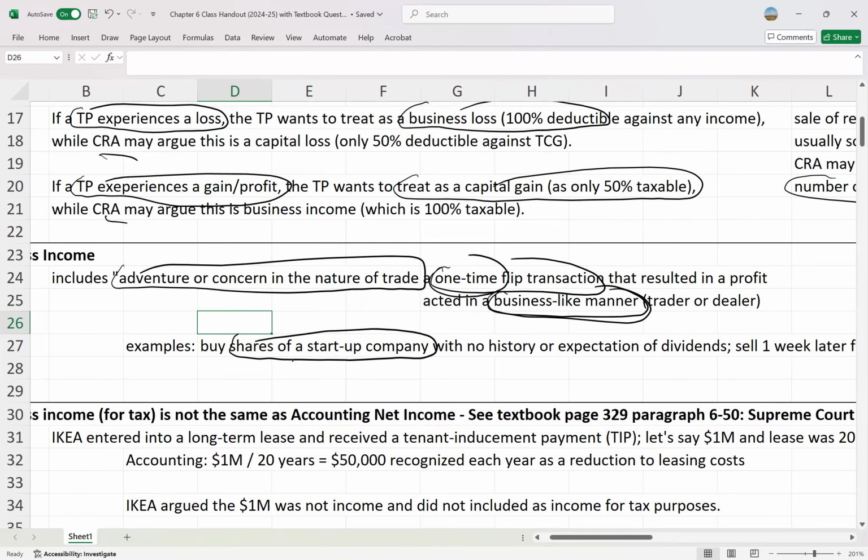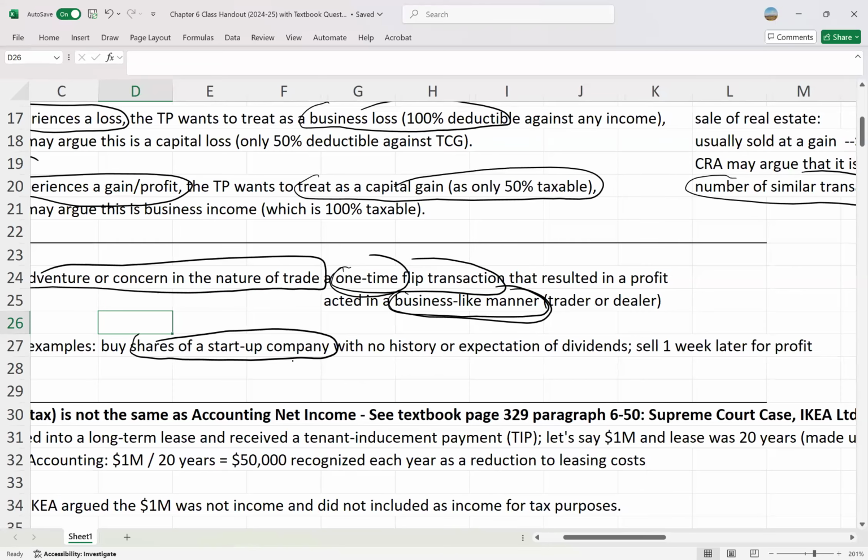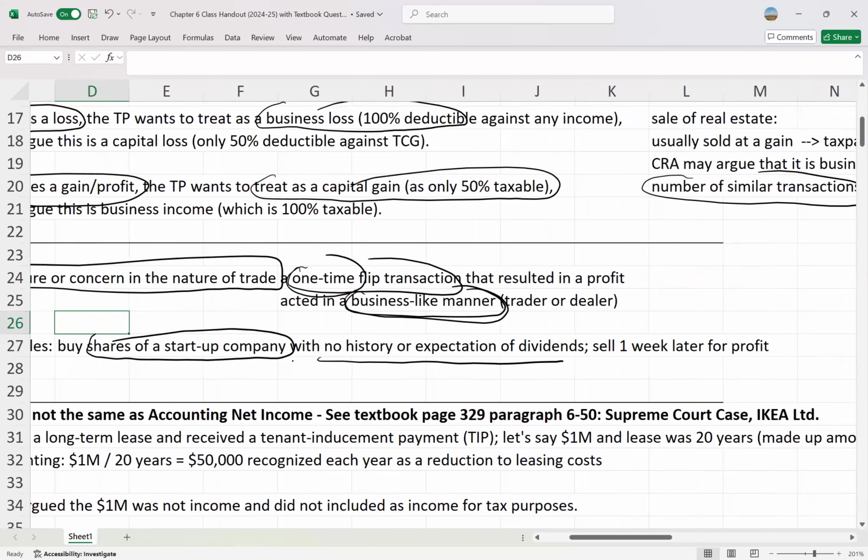But if you buy shares of a startup company and there's no history or expectation of dividends because it's a startup, they're not going to be making money for at least a few years, so there's no expectation that any dividends will be paid. And then you sell the shares maybe a week later for a profit. That could be argued as an adventure or concern in the nature of trade.